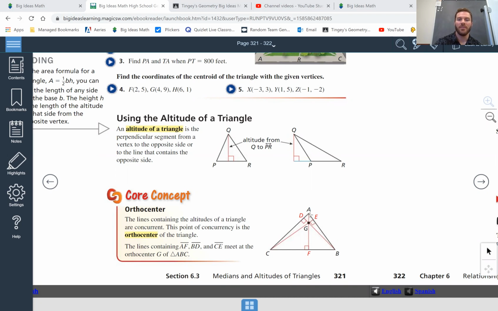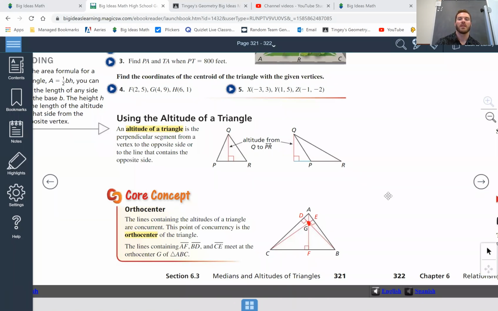So AF, okay, the lines containing AF, here's an altitude, BD, the other altitude, and CE, the other altitude. Where they meet, which is G, is called the orthocenter. Okay, so right there is the orthocenter.